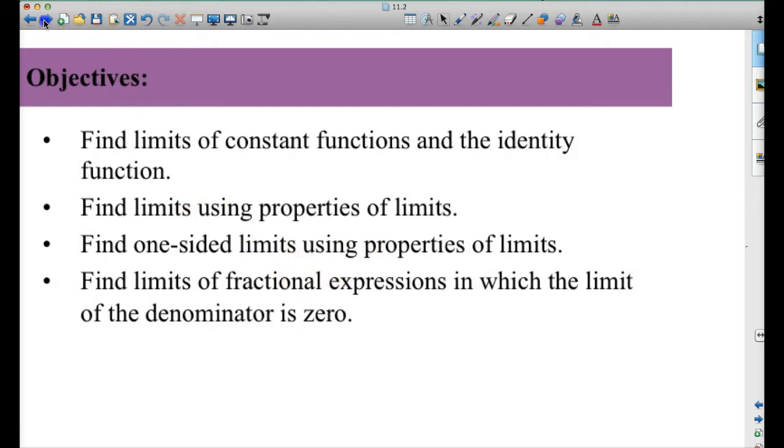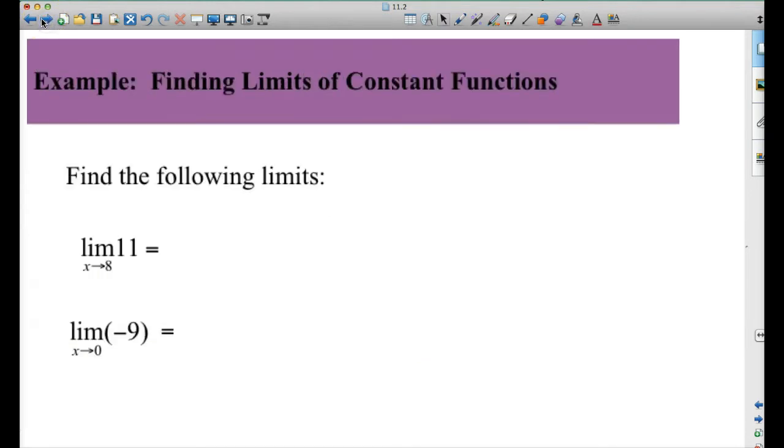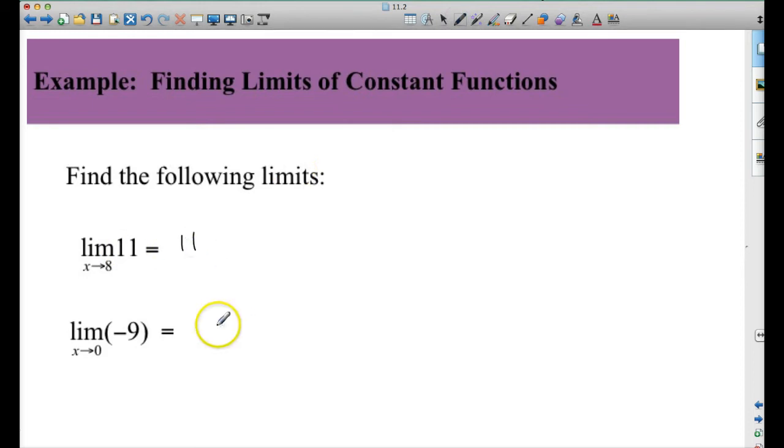So let's look at a few things here. For the constant function f of x equals c, constant means it just equals a number. The limit as x approaches a of f of x is equal to c. Regardless of what number x is approaching, the limit of the constant is that constant. So the limit as x approaches 8 of 11 is 11, and the limit as x approaches 0 of negative 9 is negative 9. It's always equal to that constant.